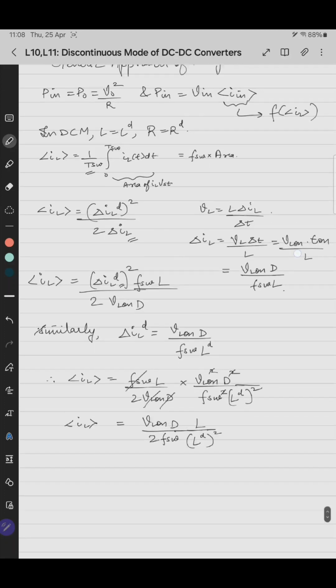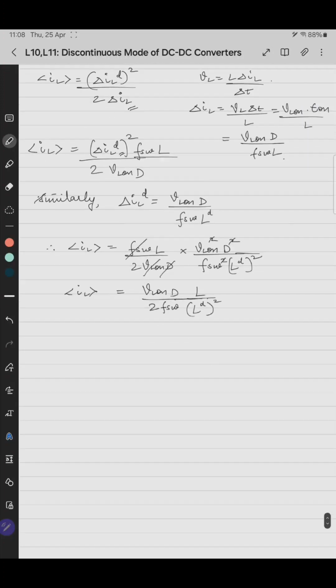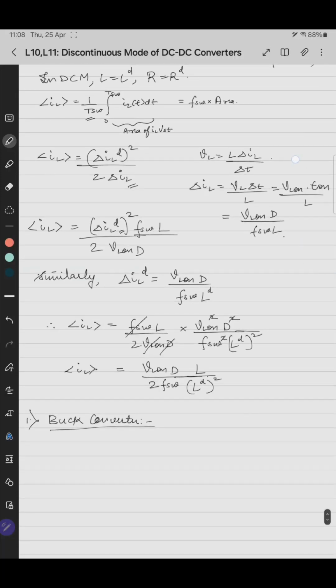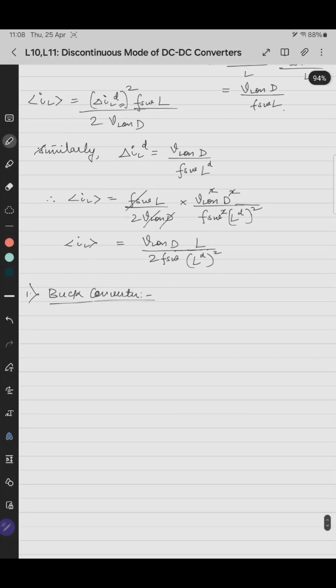So if you substitute the average value of IL in this expression for P in, we have to do it converter-wise. First, for the buck converter, because we know the average value of IN, we have to substitute IN as a function of IL. That changes from converter to converter. So for the buck converter, the average value of IN is what?